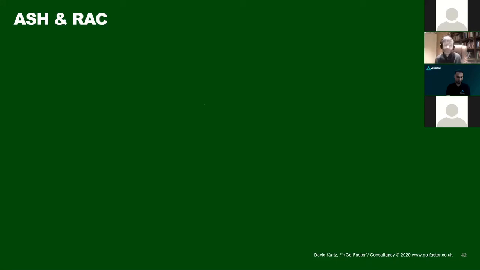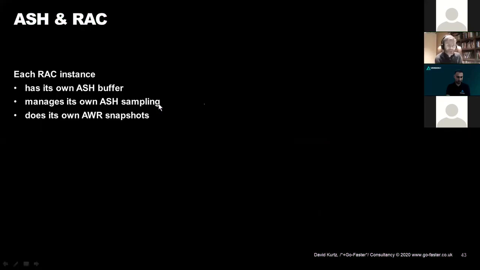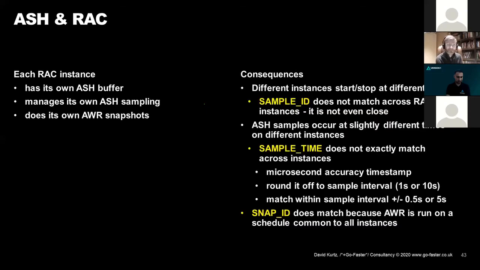ASH and RAC. RAC's become far more common over the years, lots of people using it. It has its own challenges. Each RAC instance is autonomous in terms of how it manages ASH. Each one has its own ASH buffer in its own memory and does its own sampling and runs its own AWR snapshots. That has some consequences.